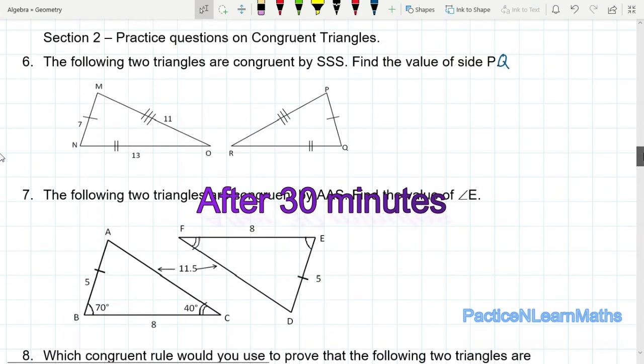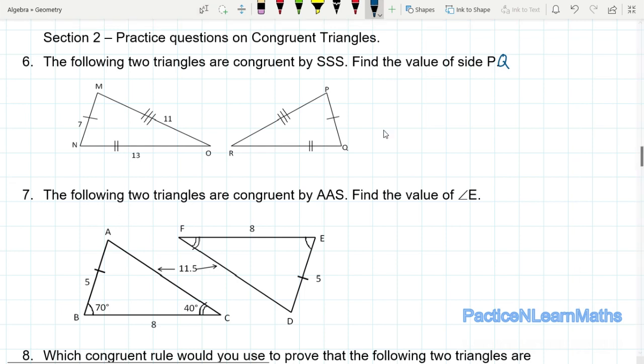So here we start replying to the questions. The following two triangles are congruent by SSS. Find the value of side PQ. So here you see, since the corresponding sides are equal in two congruent triangles, the value of PQ is 7. So here you can write the answer: PQ is equal to 7, and that's the answer.